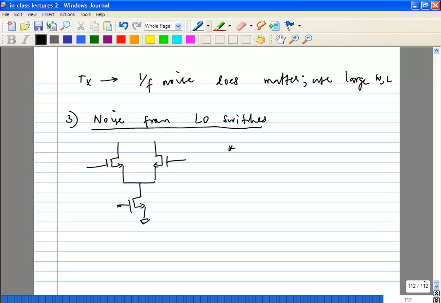So when it's fully on, no noise. This is because of cascode. And obviously when it's fully off, no noise. Okay. So the only time when you have to worry about the noise is when the LO devices are switching.